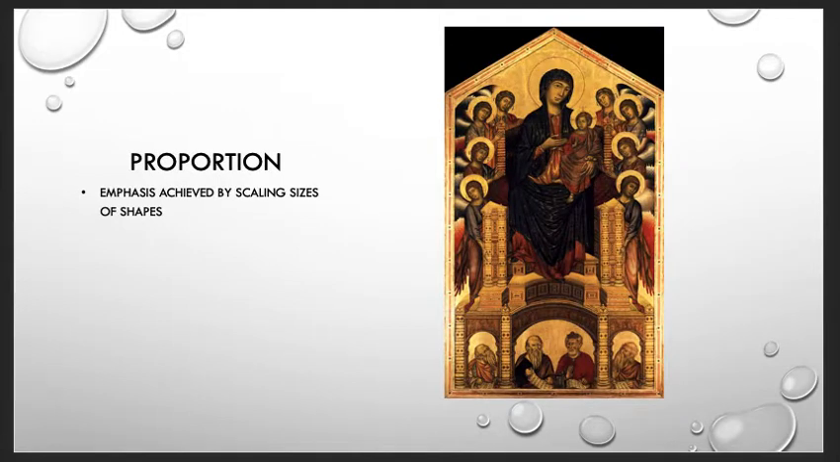Proportion. Proportion has to do with emphasis. What is emphasized by the scale of sizes and shapes here? So this is Madonna enthroned, again, a very common subject matter here, Mary and Jesus. We've got Mary in the middle here, the largest figure, holding Jesus, and then she's surrounded by the prophets. So what does this sort of proportion achieve? What does it accomplish? That Mary is the largest and she's central, and then we've got these small prophets around her. What might that mean? Well, we might suggest that she's the most important, since she's in the middle and she is the largest.